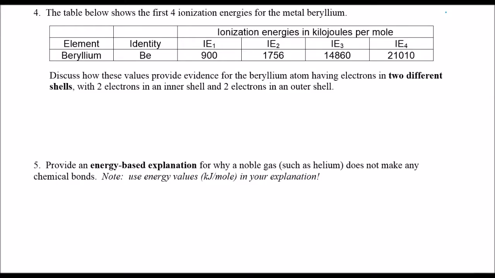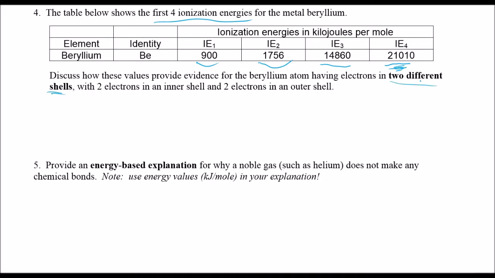Question number 4 is looking at a series of ionization energies, all for beryllium. So you can see these numbers, and consider these the primary evidence. If you're asking how do you know the structure of an atom, measuring these energies can give you information, evidence that leads to a model that we're calling a shell model.